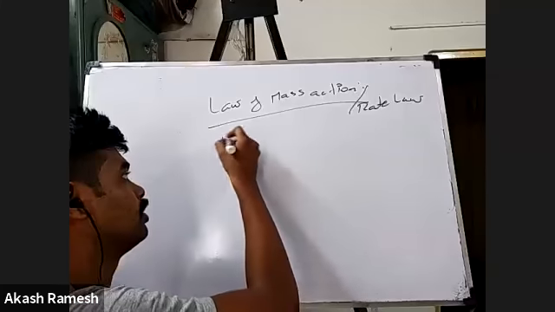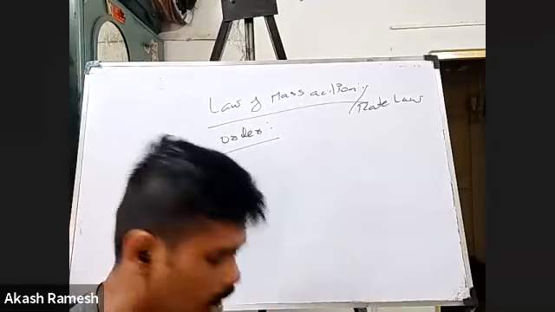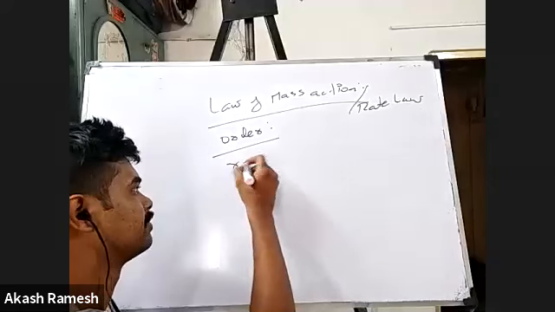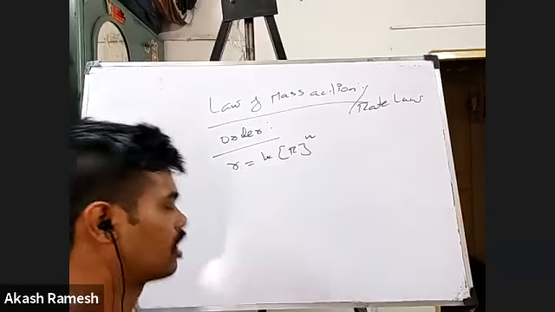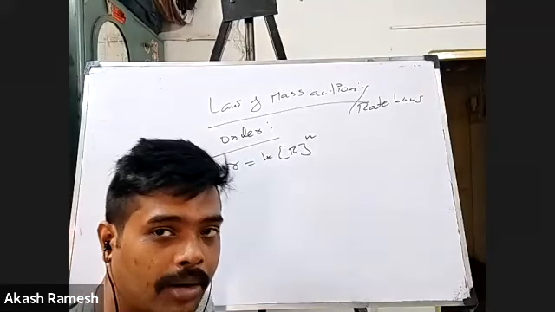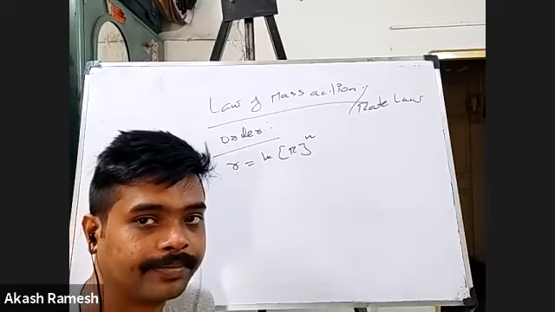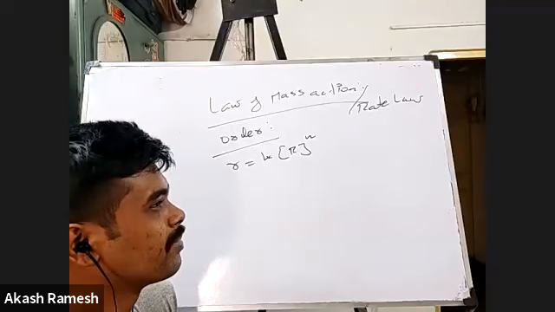So we're going to see what this order is. You can understand that from the rate law equation. If I write it like this, R is equal to K into R power N, where N is the order, K is the rate constant, and R is the concentration of the reactant.